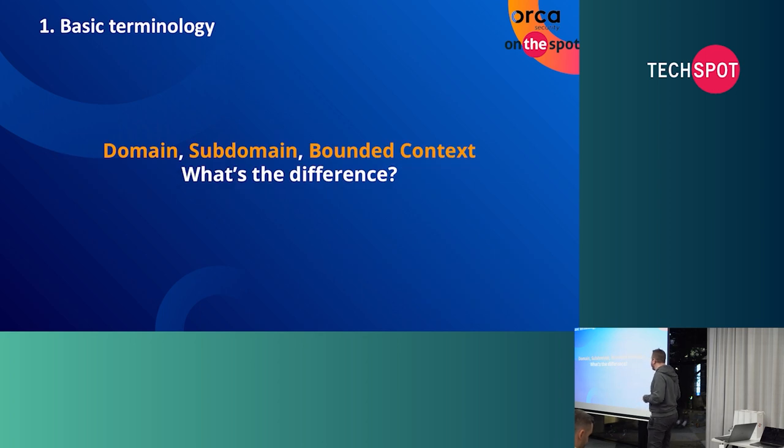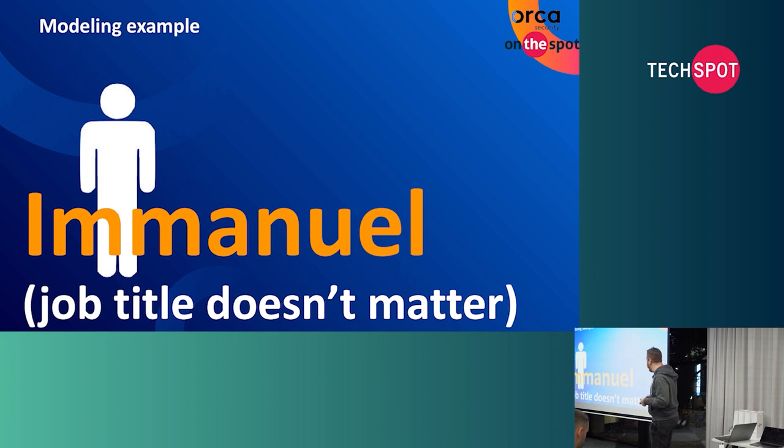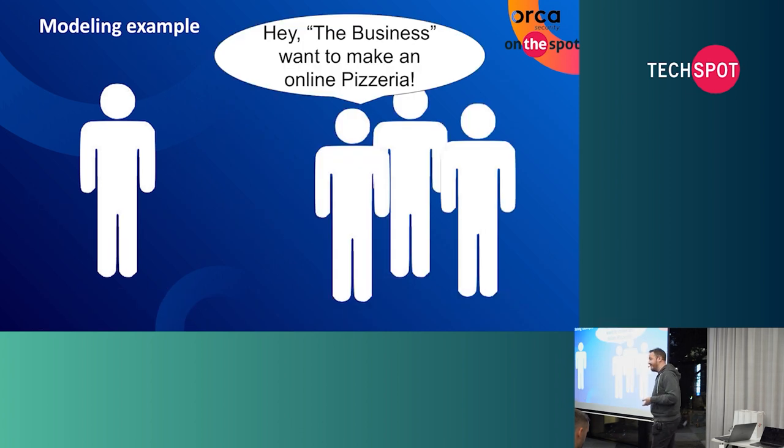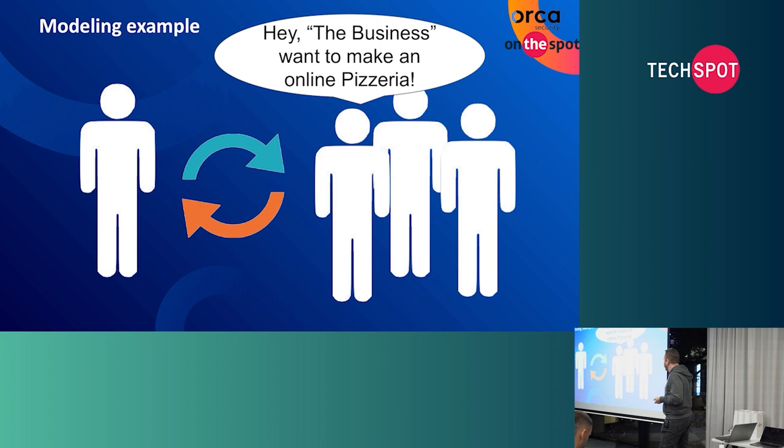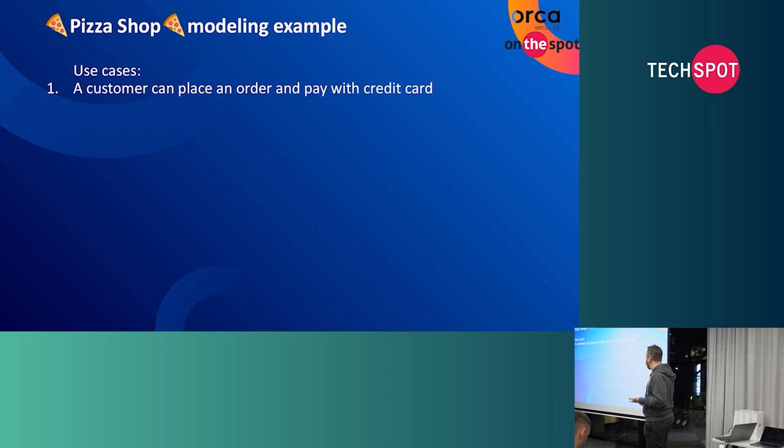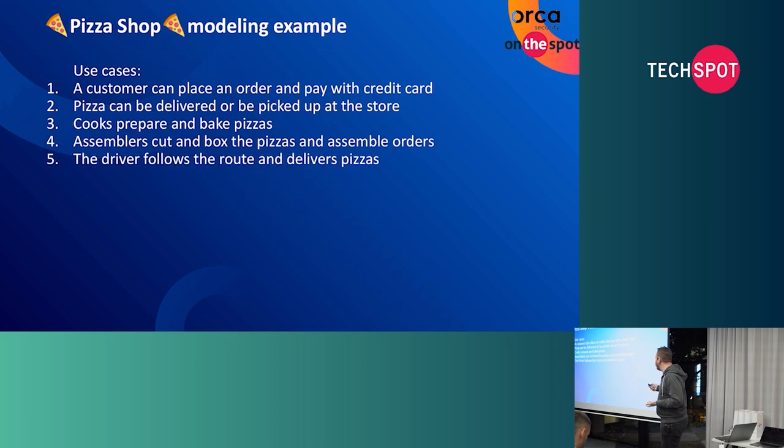So, in basic terminology, we also use domain, as we already know, problem space, subdomain, bounded context. What's the difference between them? Let's go back to Emmanuel. As we know, job title doesn't matter. Someone came to him, probably someone from the C-level, and says, hey, that business wants to make an online pizzeria. Okay, whatever reason they want to. So we start to communicate and find our use cases. For example, we found that we need to allow the customer to place the order, pay with a card, pizza can be delivered or picked up at the store, cooks prepare the baked pizza, and so on.